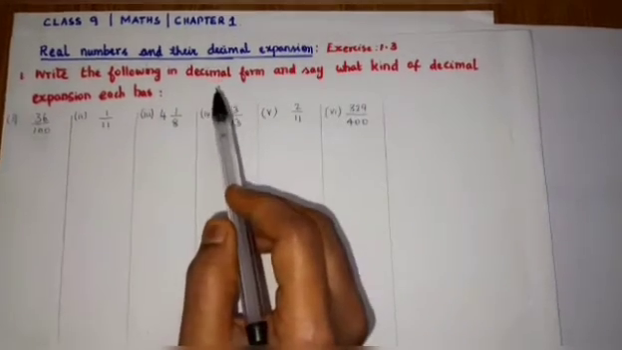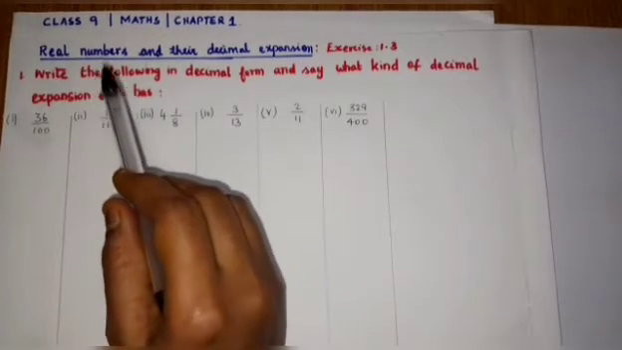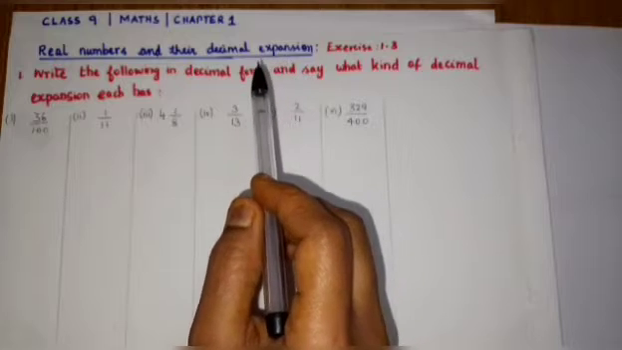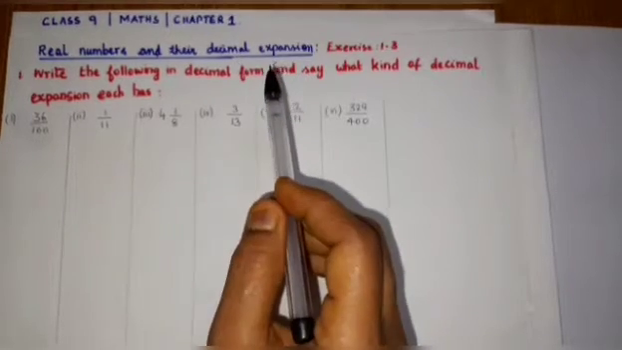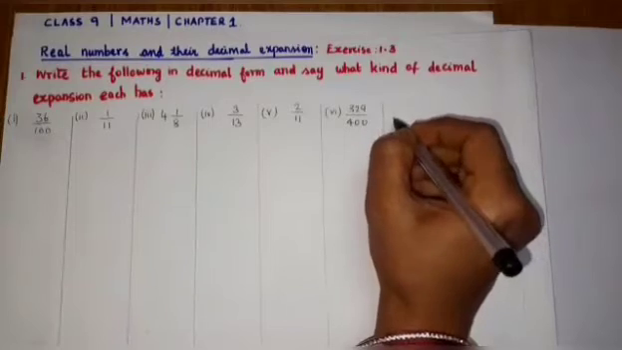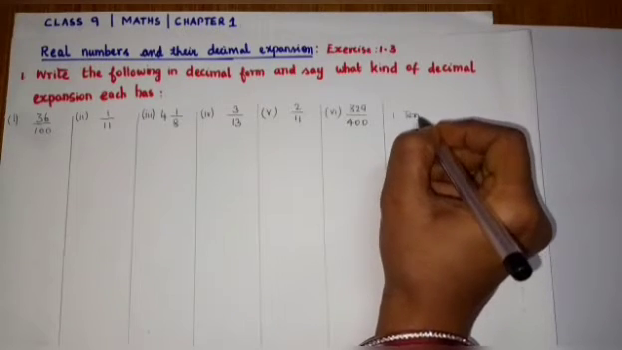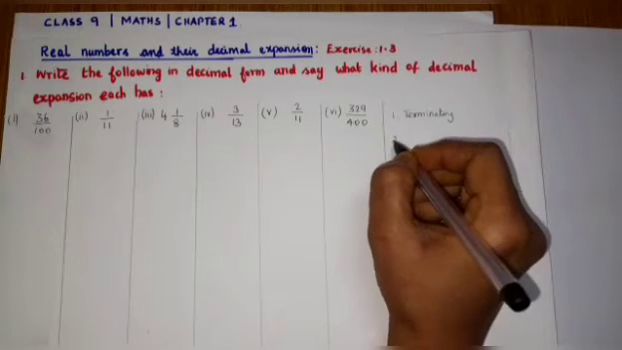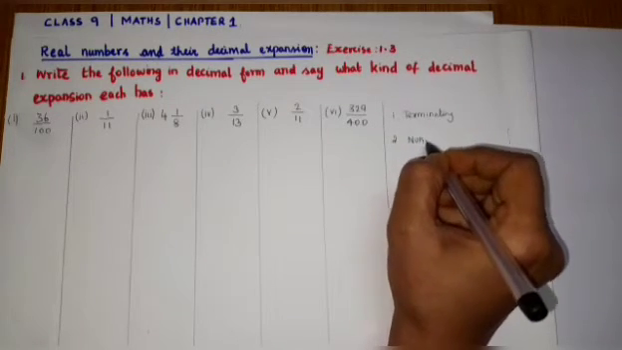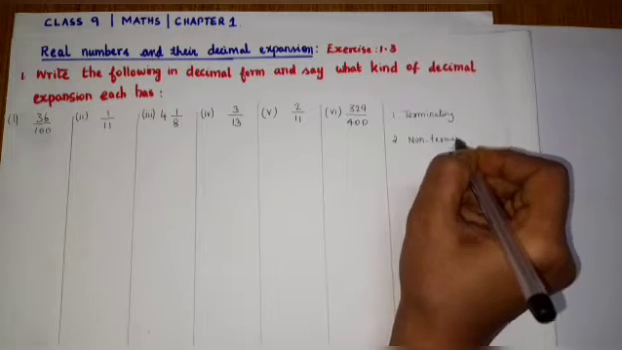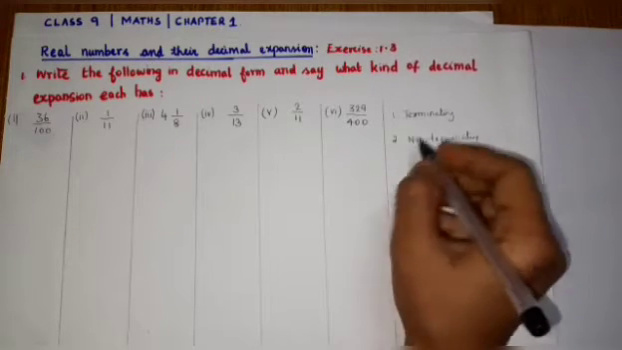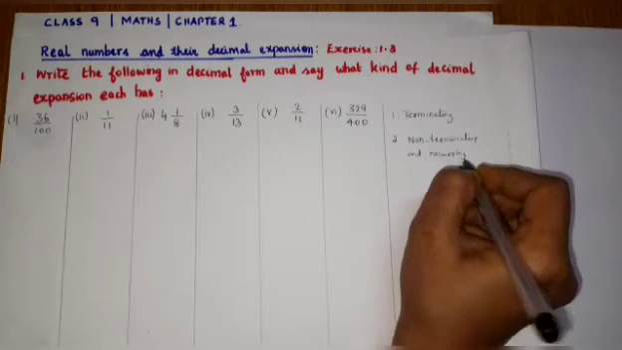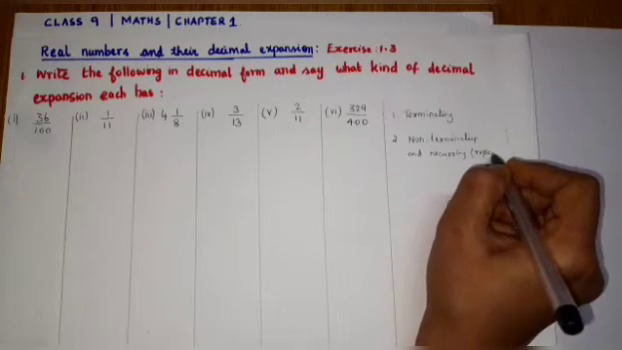First question, write the following in decimal form and say what kind of decimal expansion each has. So we know in the real numbers and their decimal expansion there are two kinds of decimal expansion. First kind is terminating, and the second kind is non-terminating and recurring or repeating, we can say.